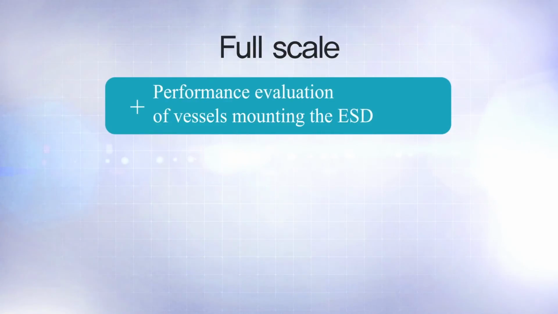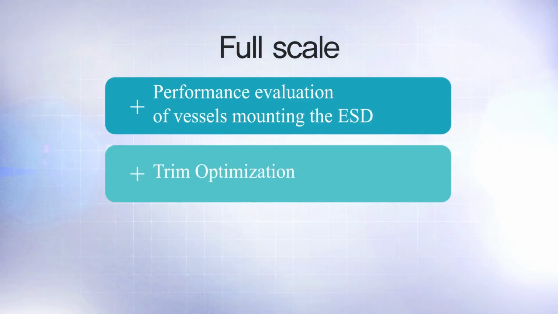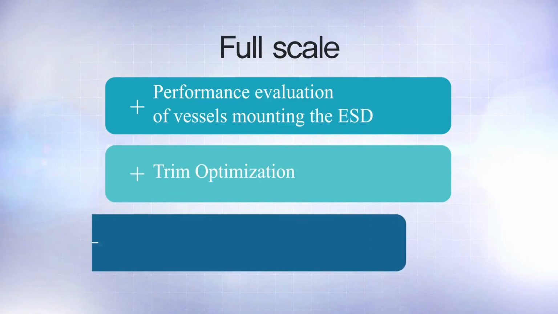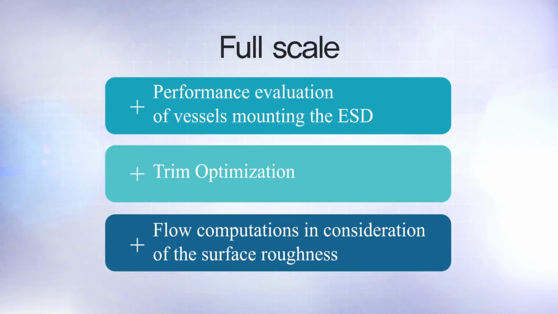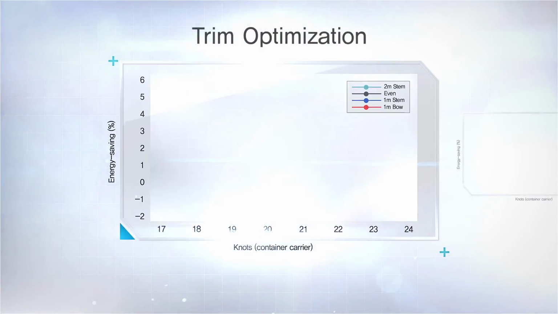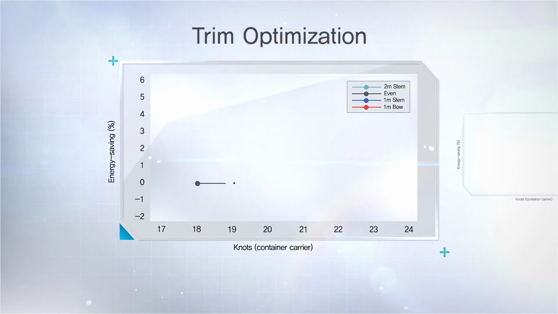The full-scale computation is performed in the following 3 cases. First is a precise powering performance evaluation of the energy-saving device. Second is optimal design of trim under draft and speed conditions. Third is flow computation in consideration of the surface roughness. Undoubtedly, this is the best way of utilizing CFD at present.